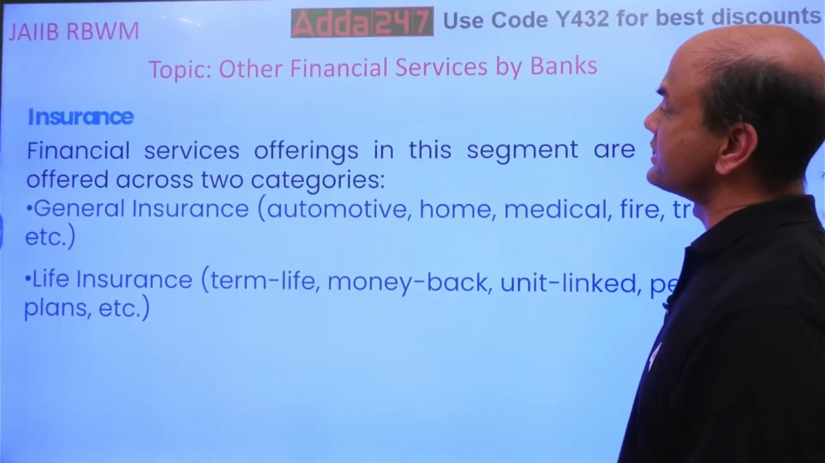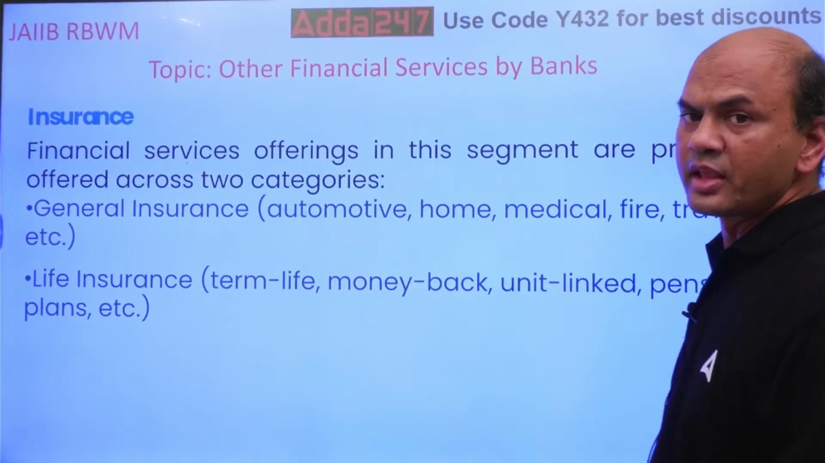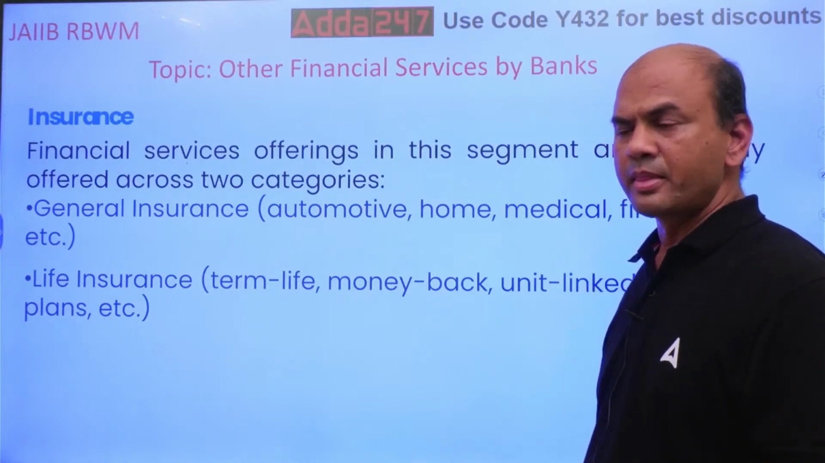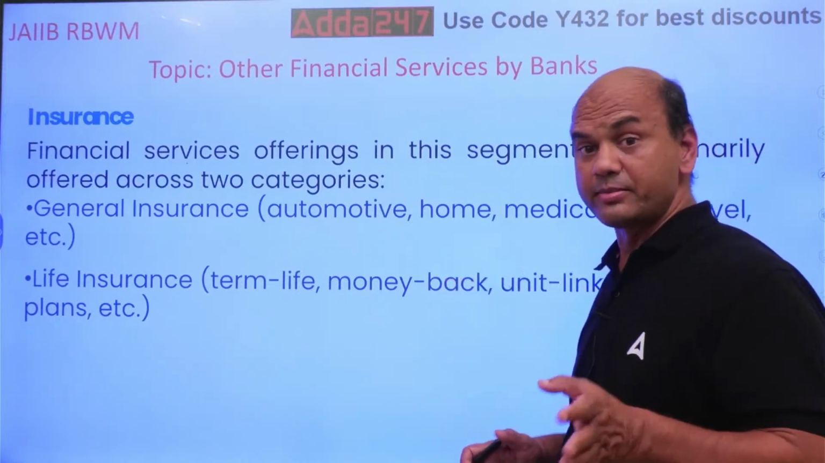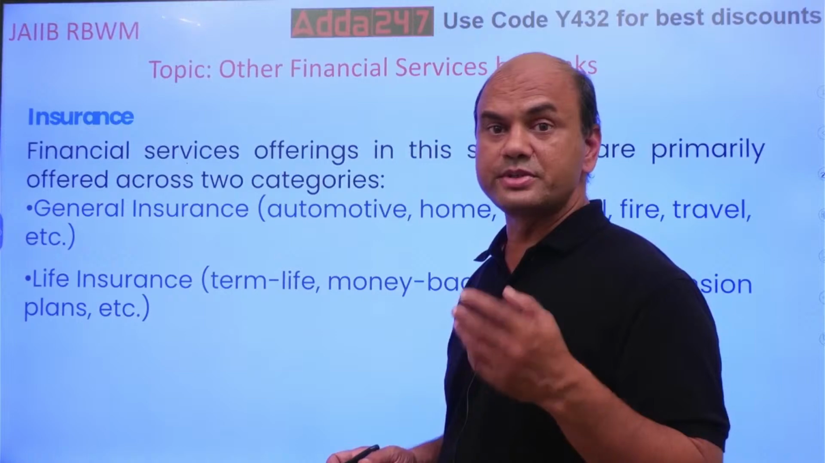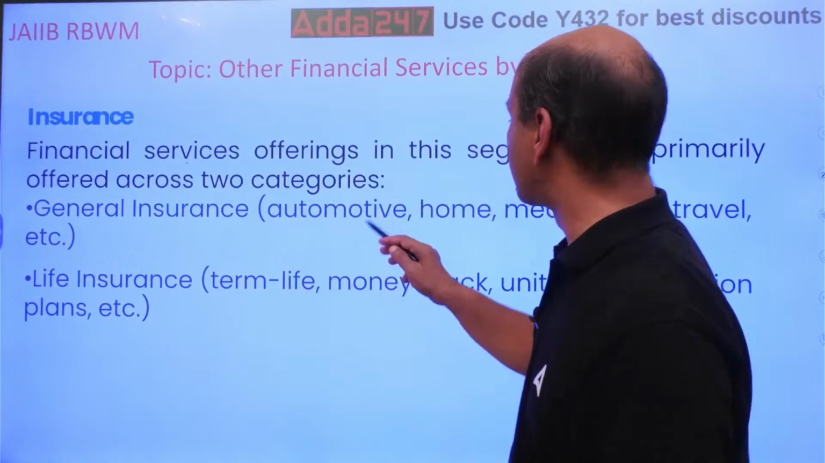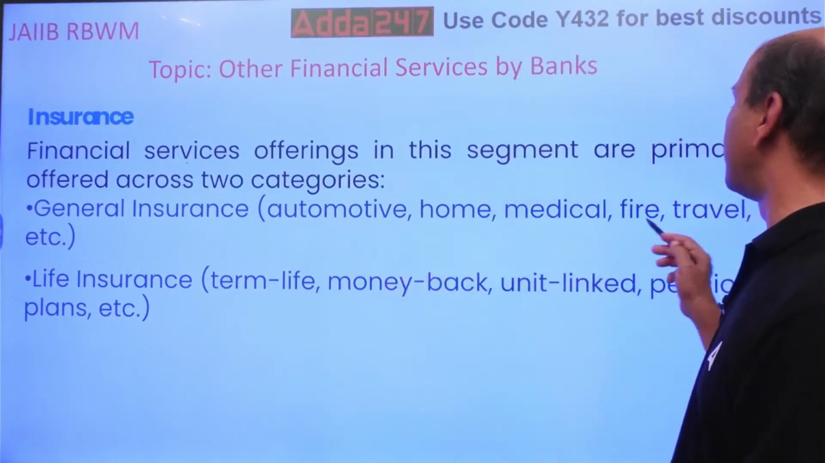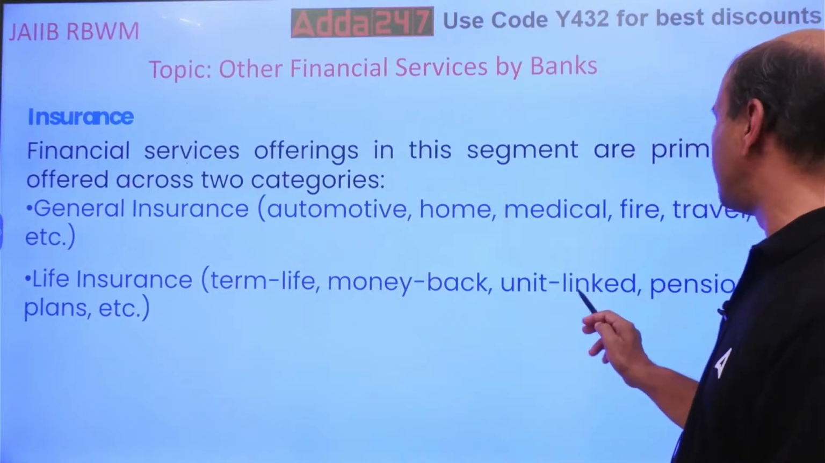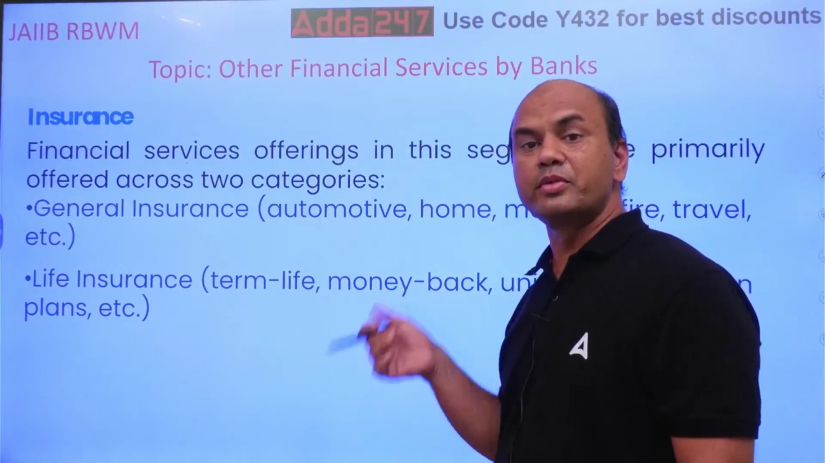Then insurance. Financial services offered in this segment are primarily offered in two categories: general insurance and life insurance. The commissions are good. That's the main part. Why do we provide insurance? Because the commissions are good, around 28% of the first premium in life insurance. General insurance covers automotive, home, medical, fire, travel, everything. And life means term life, money back, unit linked, pension. These are the various life insurance products. We'll be studying more when we come to these topics.